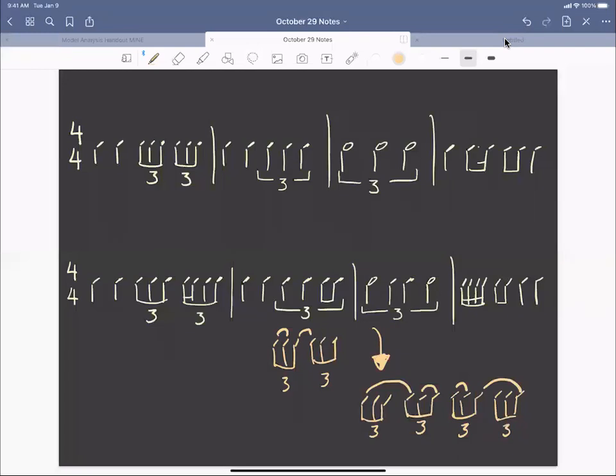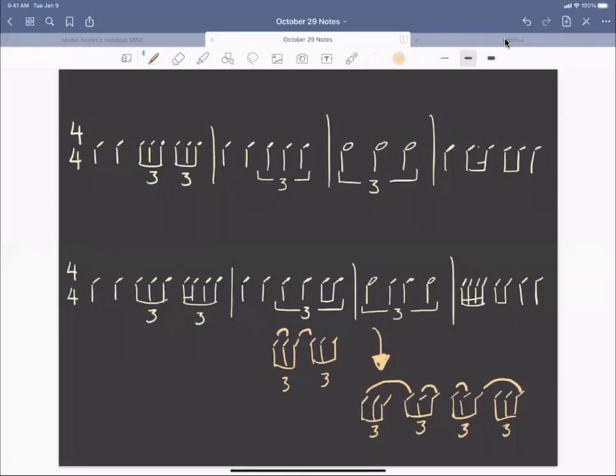So can we try it together? Ta full measure and then count your subdivisions with the second measure. 3 and 4. Ta ta ta ta ta ta ta ta ta ta ta ta. 1 2 3 4. 1 2 1 2 1 2 3 4. One more time. 3 and 4. Ta ta ta ta ta ta ta ta ta ta ta ta. 1 2 3 4. 1 2 1 2 1 2 3 4.